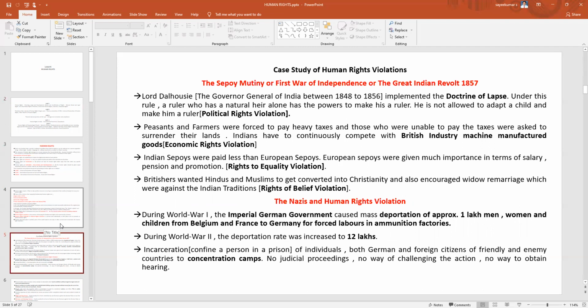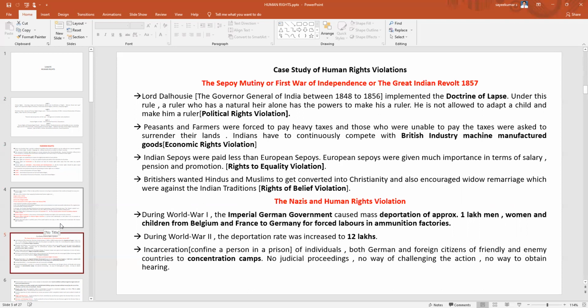The Sepoy Mutiny, or the First War of Independence, or the Great Indian Revolt of 1857. Lord Dalhousie, the Governor General of India between 1848 and 1856, implemented the doctrine of lapse. Under this rule, if a king has a natural heir, a prince born out of the natural process, then he alone has the right to claim the throne of his father. Suppose a king does not have a child and adopts one, that adopted child does not have any right to claim the throne. That is the main concept of the doctrine of lapse. He is not allowed to adopt a child and make him a ruler.